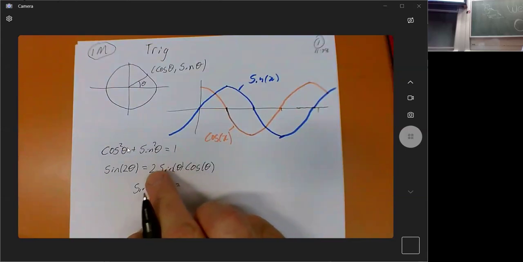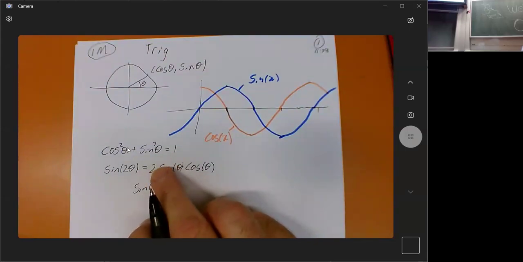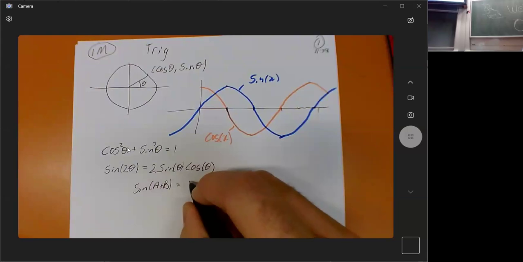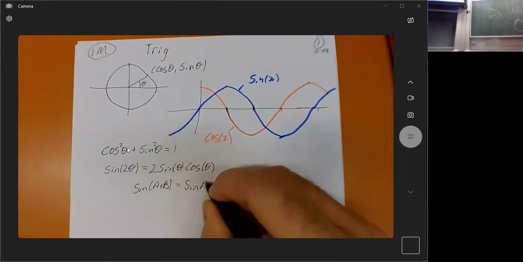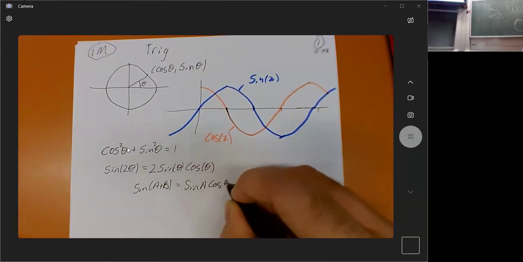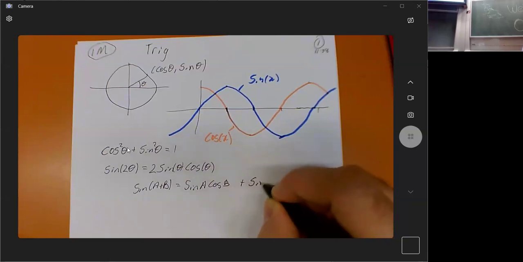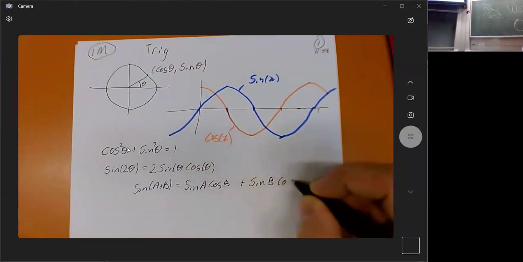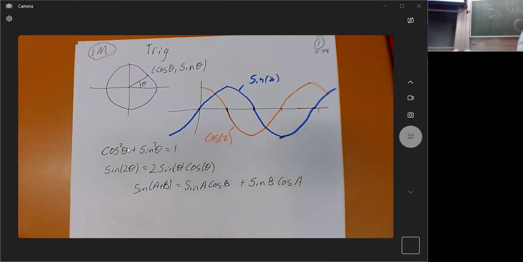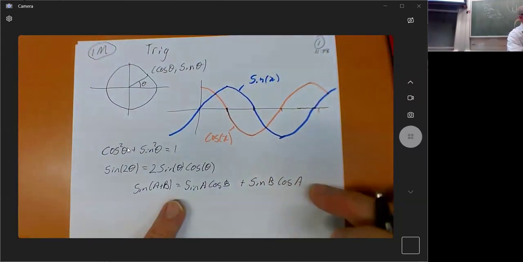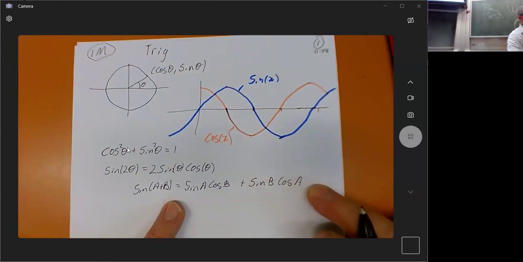So what this is going to do, this is sine theta plus sine theta. So I'm going to go sine of a cosine of b plus sine of b cosine of a. All right. So I can use my double angle formula to help me remember the addition formula.